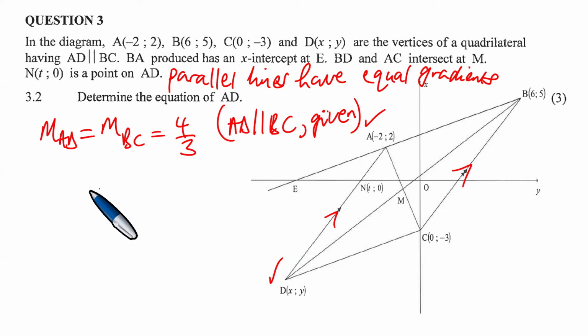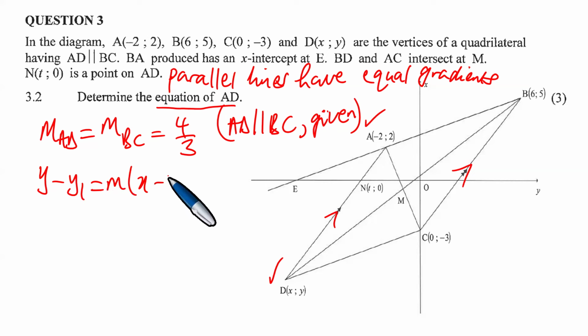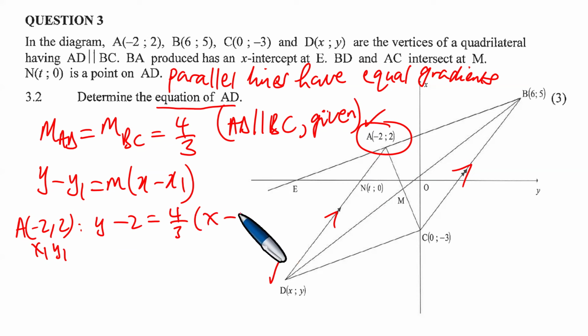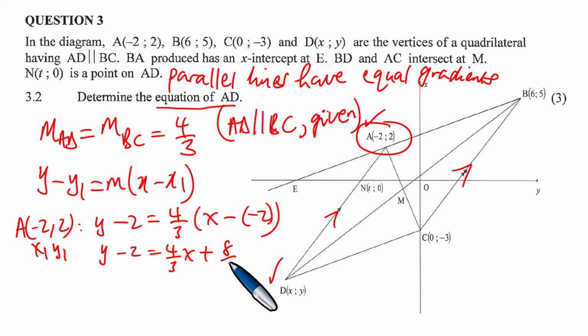Now we want to find the equation of AD. How to find the equation of AD? We use the formula y minus y1 equals m into x minus x1. This line AD passes through a point, so the point is x1, y1. Which is y minus 2 equals 4/3 into x minus x1, which is minus 2. So y minus 2 is 4/3x plus 8/3.